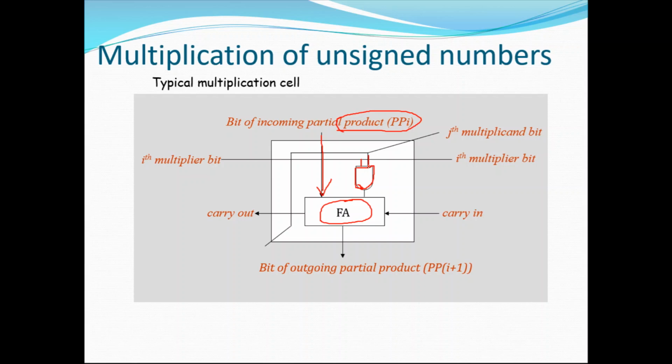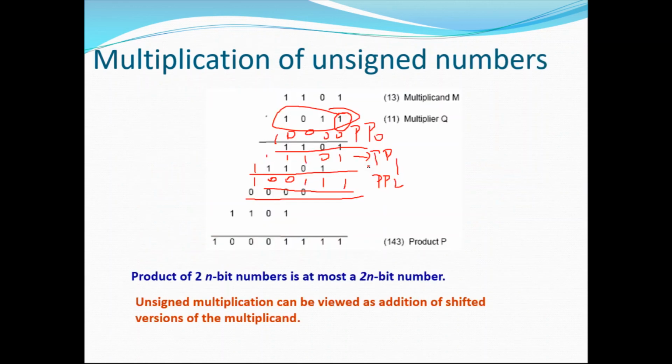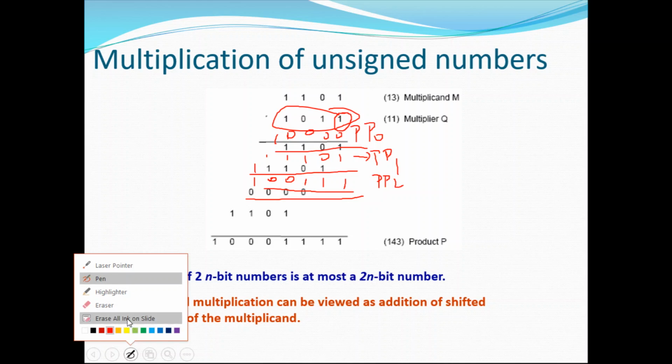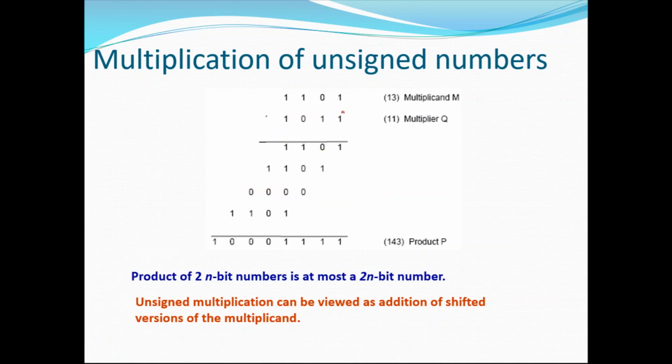See, what it will do: if both are 1, it will result in 1. If both the inputs are 1, the output will be 1, otherwise the output will be 0. 1 0, it will be 0; 0 1, it will be 0; 0 0 also it will be 0. So from this you can infer, AND gate is similar to multiplication.